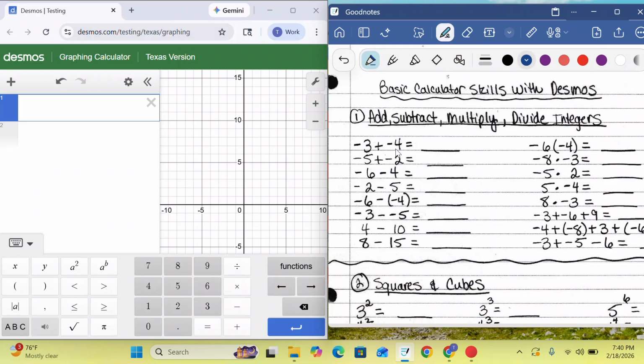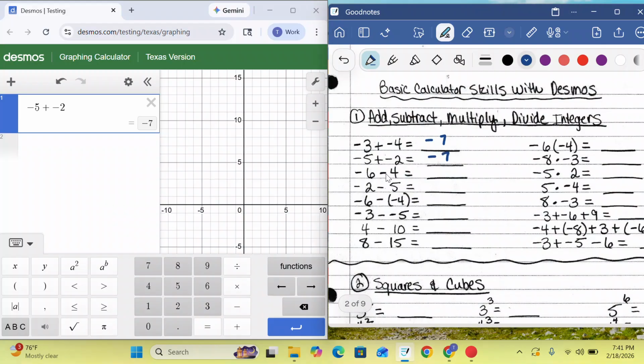I'm going to go ahead and cover the first problem. The first problem is -3 plus -4. All I'm going to do is input -3 plus -4. And the answer is -7. Again, you let Desmos do all the work. I'm going to push the X so I can get a new problem. I'm going to input the next one, -5 plus -2. And that is -7. So that is the answer, -7.